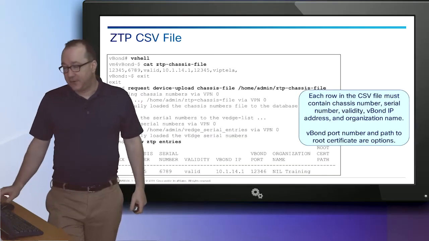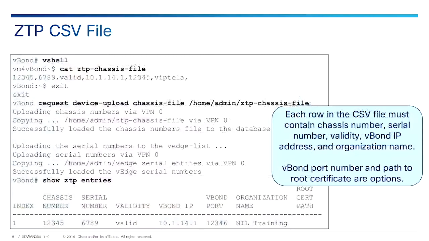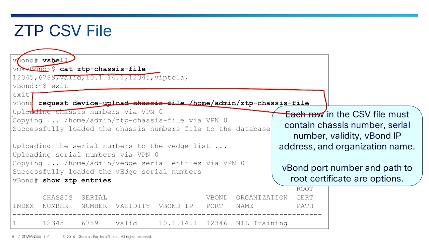So we're going to go into the vShell on that vBond, so we're getting into the Unix side of it. We're going to do a cat on that existing file to see what's already there. Cat basically means concatenate, and lets us do basically a more on that file. And then we're going to actually get the new one. So here we are getting the new file.